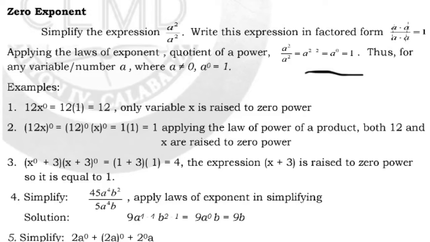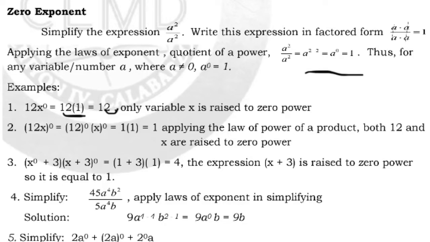Number 1, 12x to the power of 0. So x to the power of 0, if we're going to simplify this one, this is equal to 1 because the exponent is 0. So you're going to have there 12 times 1. 12 times 1 is equal to 12. So only variable x is raised to 0 power.